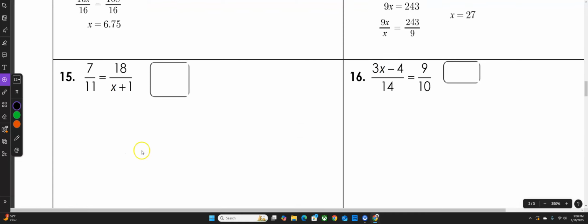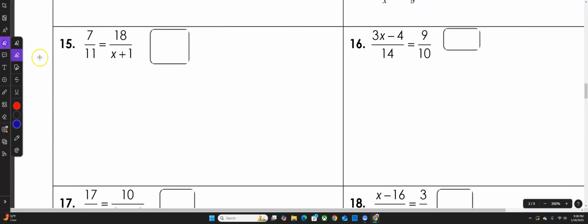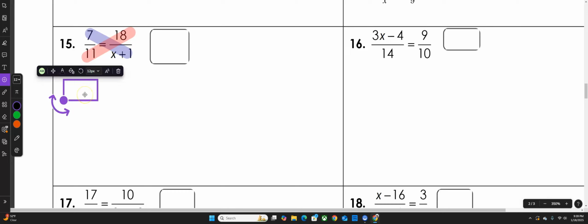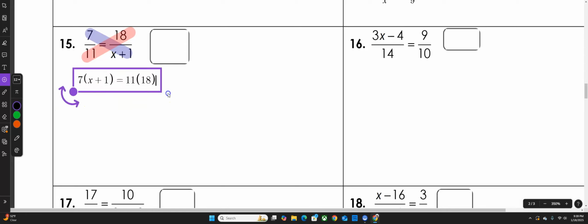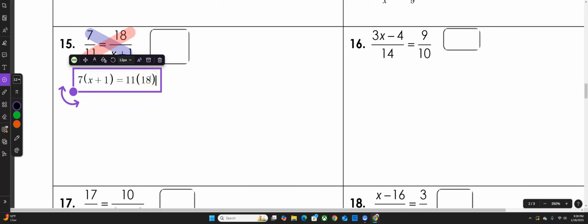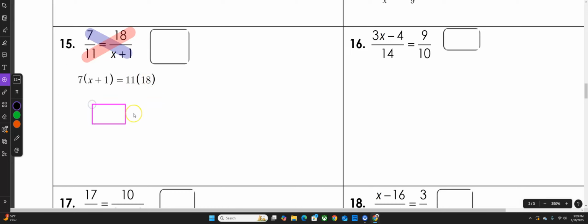All right, last one, number 15. We're going to take 7 and multiply it by x plus 1. And we're going to multiply 18 times 11. So 7 times x plus 1 is equal to 11 times 18. Okay, 11 times 18 is 198. So that's good. And when we distribute, we get 7x plus 7. So that's going to equal 198.